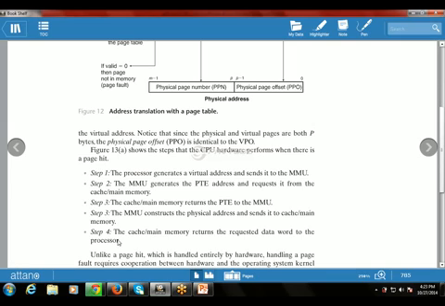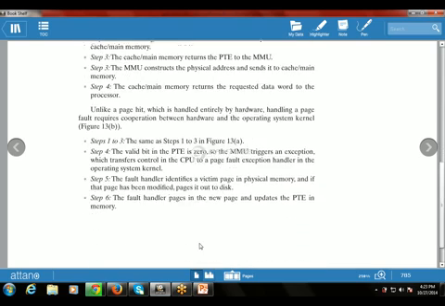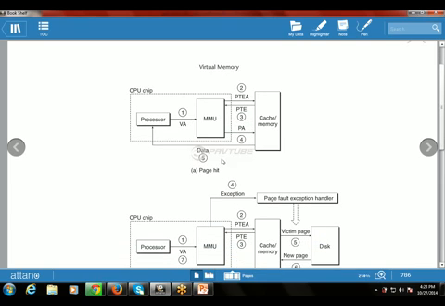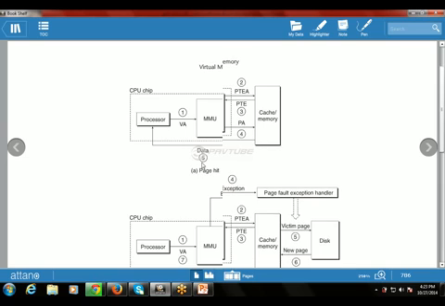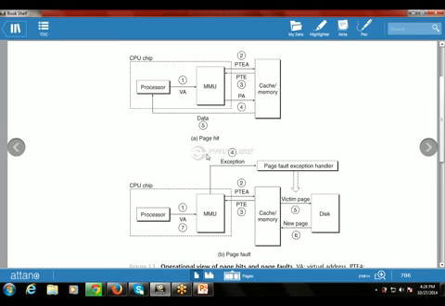Whenever there is a page hit, this is the hardware performance. This is the example of the page hit. One is processor, MMU, cache memory. This is also the page fault example. So one is page hit, that is the page is available. One is page fault.